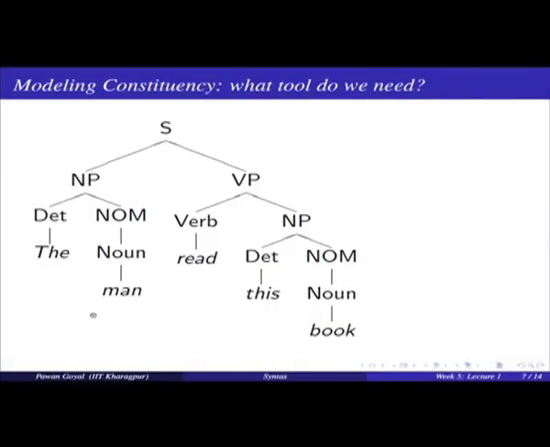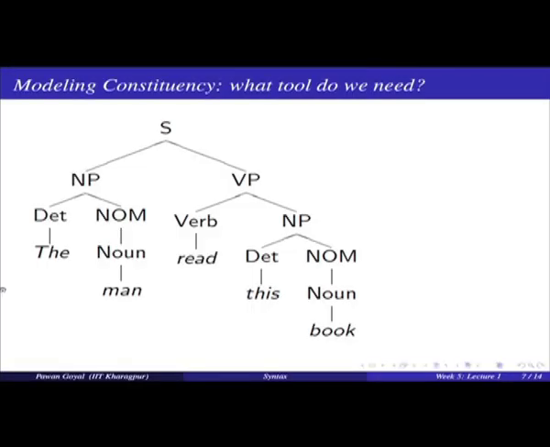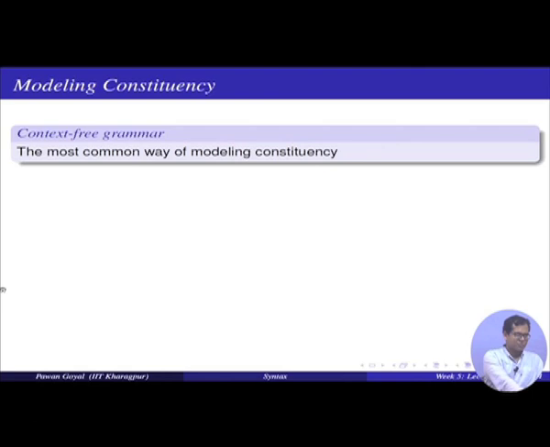Now, what is a formal tool by which we can model this constituency? That is, how words are arranged together, which words come together and which words do not come together, and what groups make a sentence, what groups make a verb phrase, what groups make a noun phrase. How can I model all that? What is the formalism? If you have taken a course on formal languages and automata theory or theory of computation, you might already know that the formalism that can be used is context-free grammar. This is the most common way of modeling constituency.